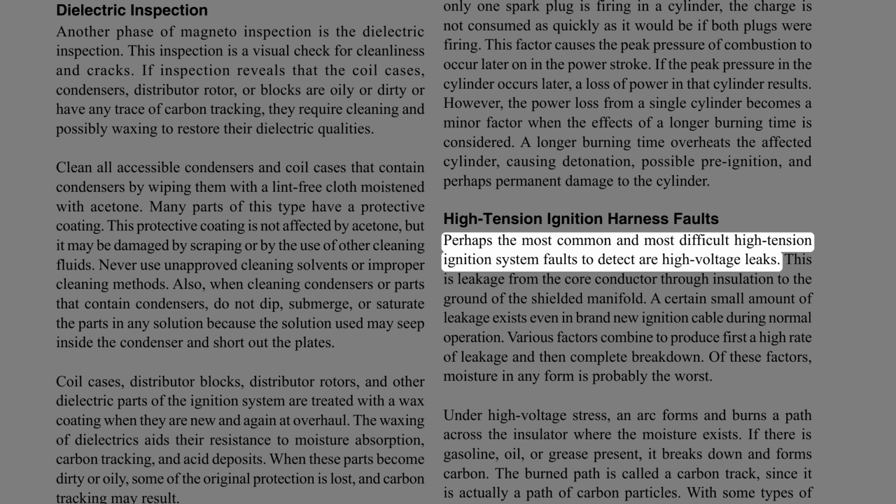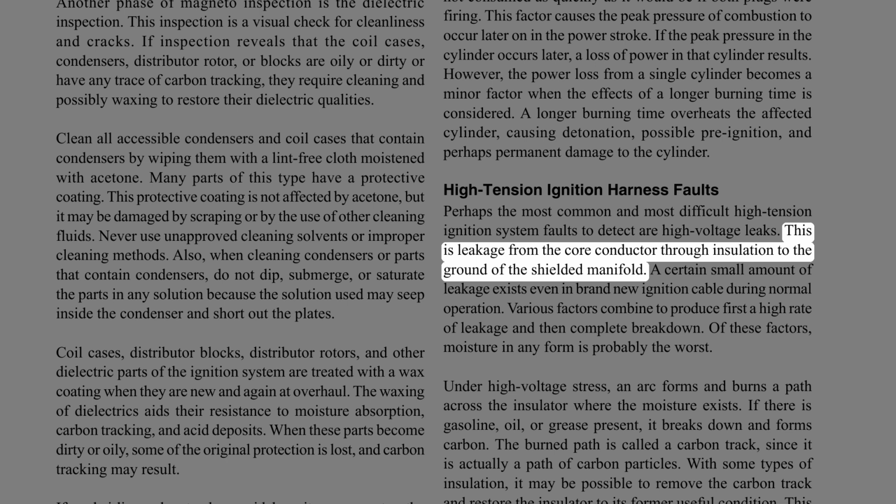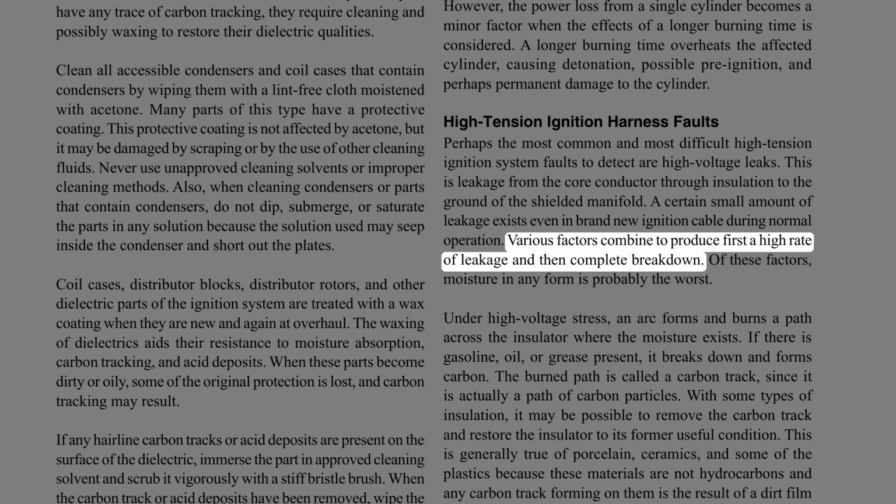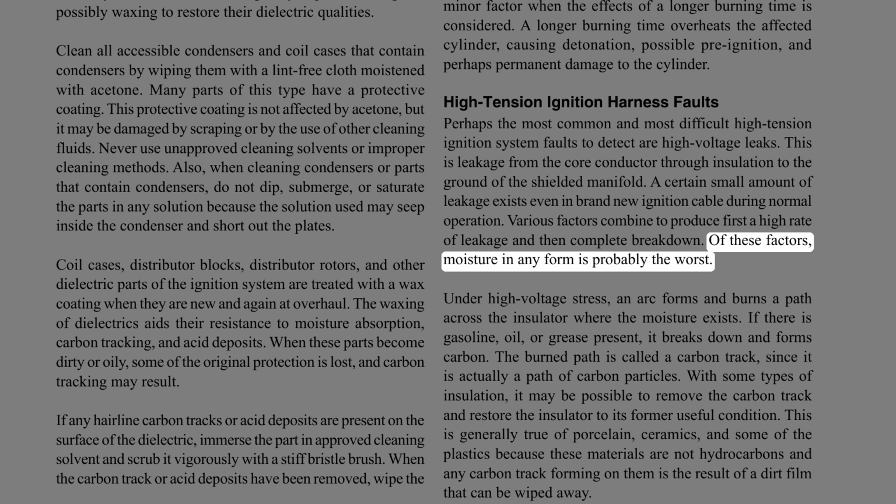High-tension ignition harness faults. Perhaps the most common and most difficult high-tension ignition system faults to detect are high-voltage leaks. This is leakage from the core conductor through insulation to the ground of the shielded manifold. A certain small amount of leakage exists even in brand new ignition cable during normal operation. Various factors combine to produce first a high rate of leakage and then complete breakdown. Of these factors, moisture in any form is probably the worst.